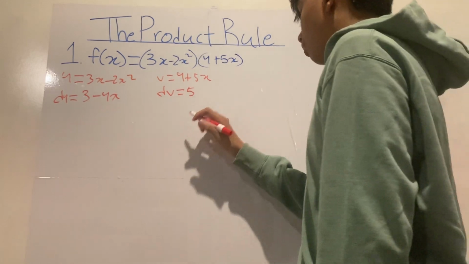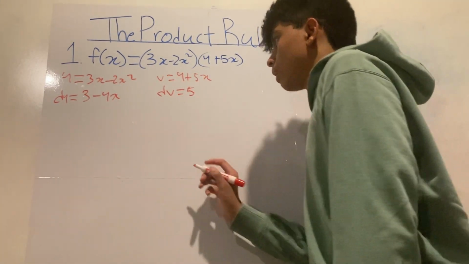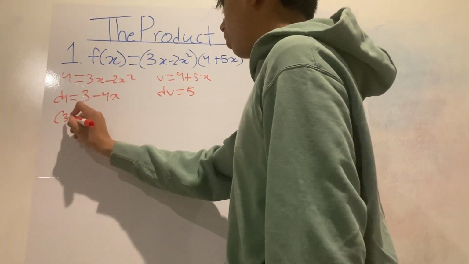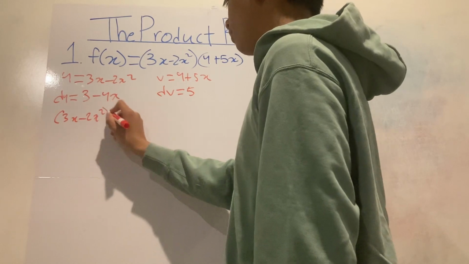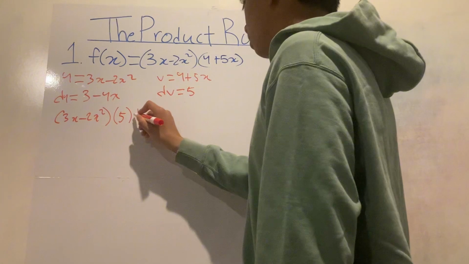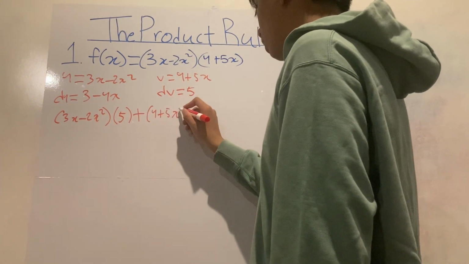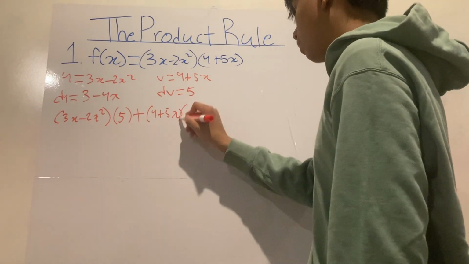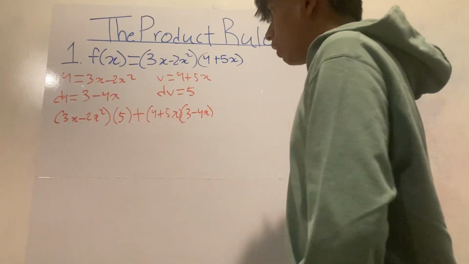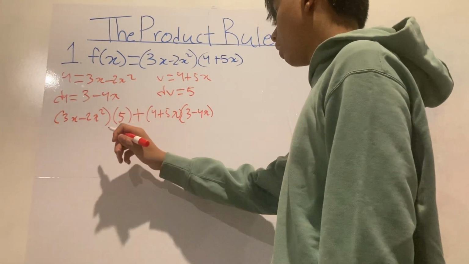Now let's plug it into that formula, which is just u dv plus v du. So u is 3x minus 2x squared times dv, which is just 5, plus 4 plus 5x times du, which is 3 minus 4x. Now, technically you can just keep this as the answer, but since we can simplify a lot more, we'll just do that.